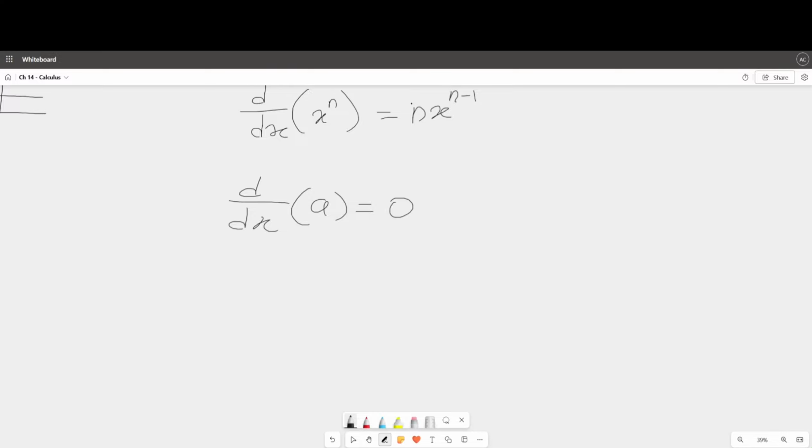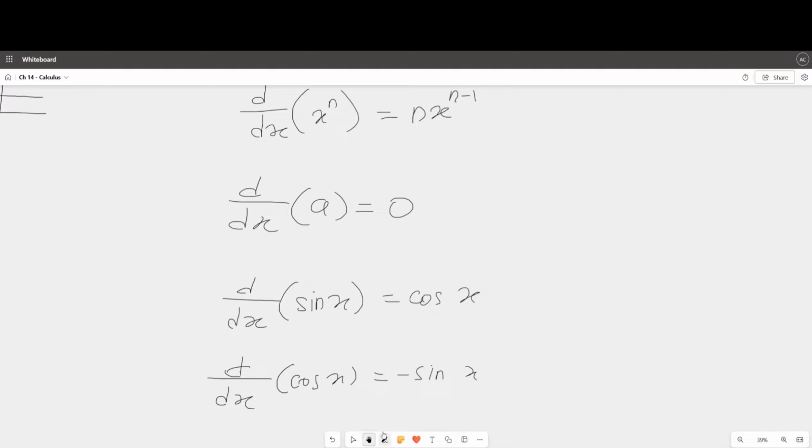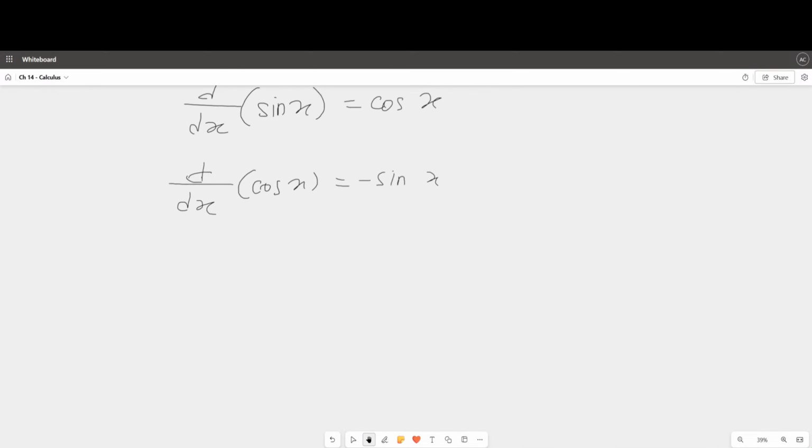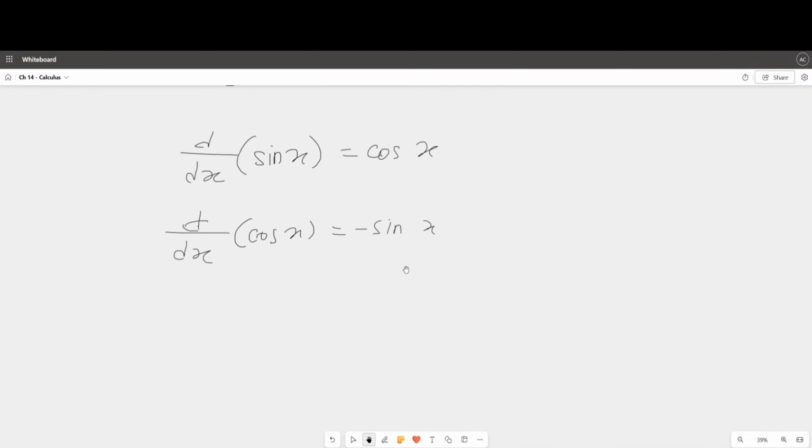Now, let's take the derivative of sine x. So, what will be the derivative of sine x? Well, it's cosine x. Similarly, the derivative of cosine x is sine x. Makes sense. That's actually wrong. It's negative sine x. Yeah, it's a bit of a confusing part. That's why sine x gives cos x, but cos x gives negative sine x. But that's just how it is. The proof you don't need to know.